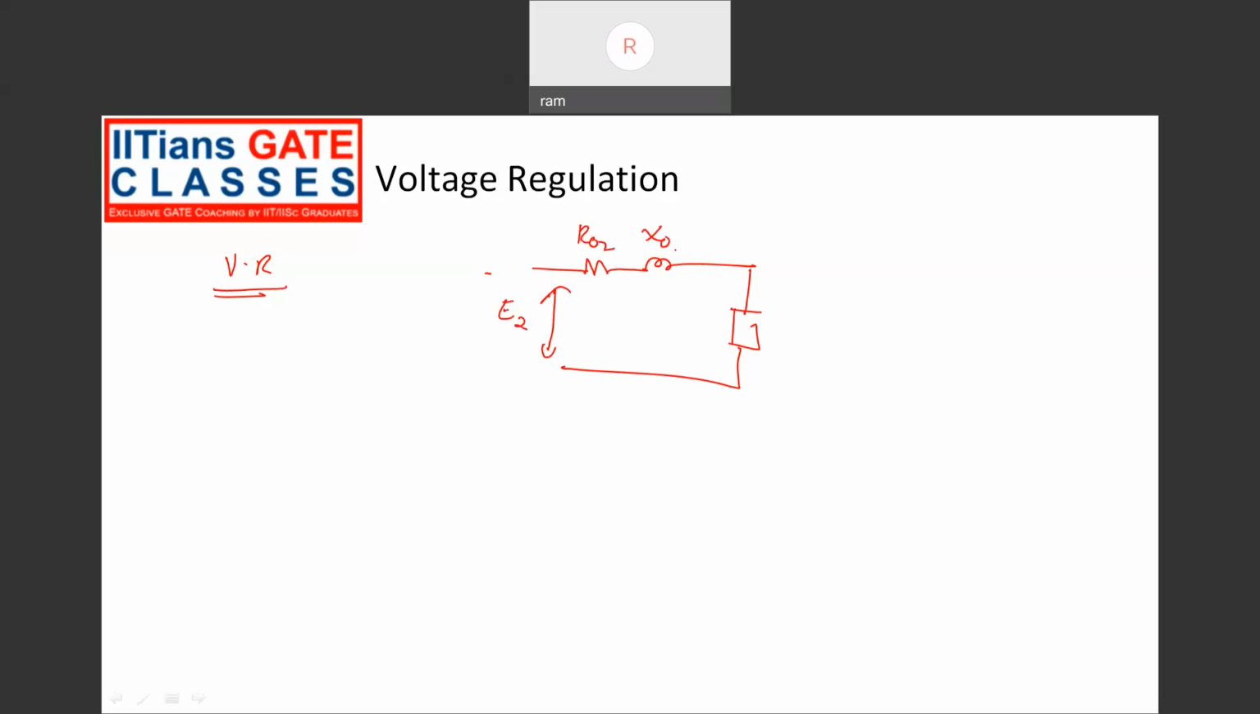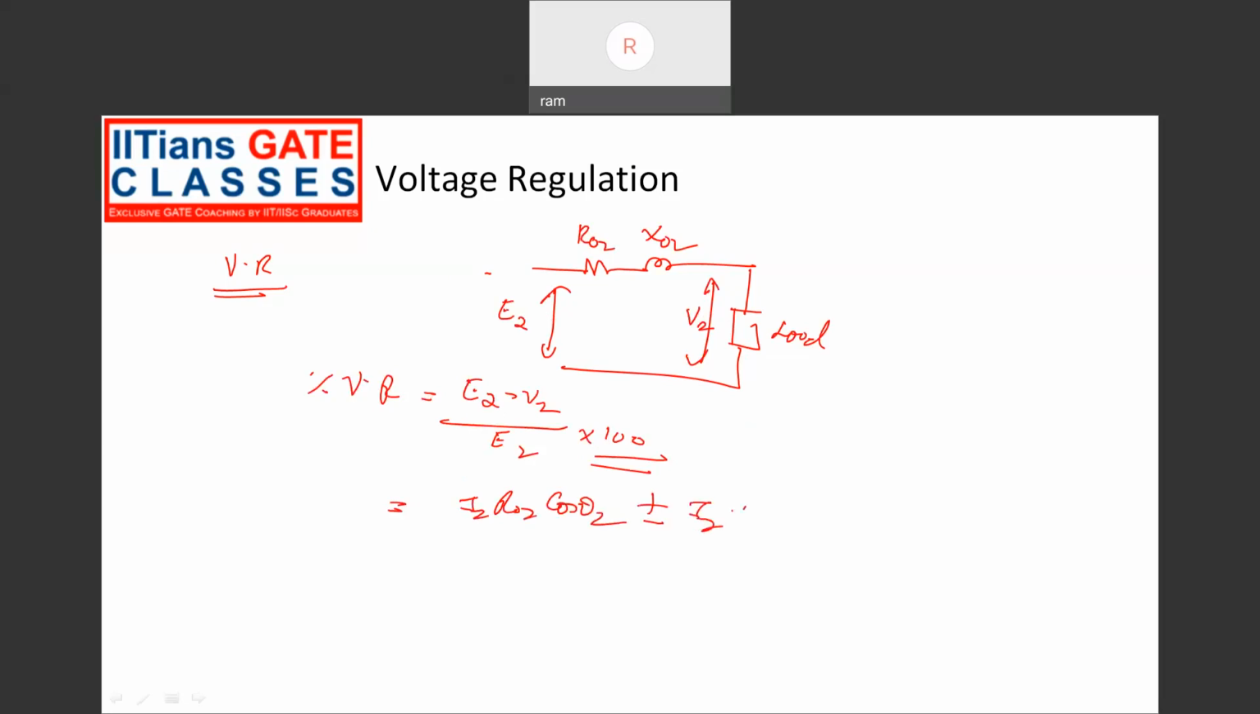This is R02, X02. This is the load. Let's say this voltage is V2. Now the percentage voltage regulation is defined as (E2 minus V2) by E2 into 100. So this can also be given as (I2 R02 cos theta 2 plus or minus I2 X02 sin theta 2) by E2 into 100.